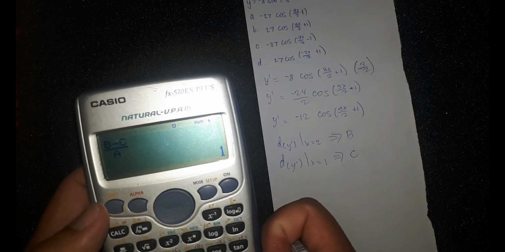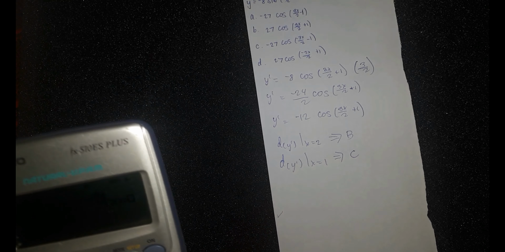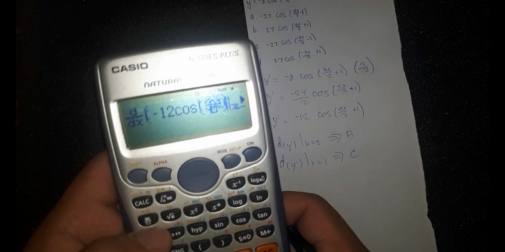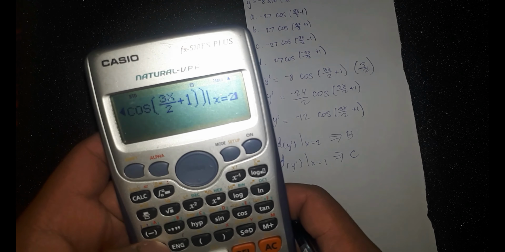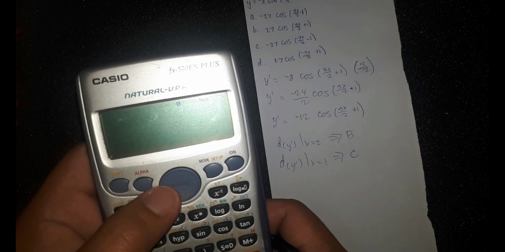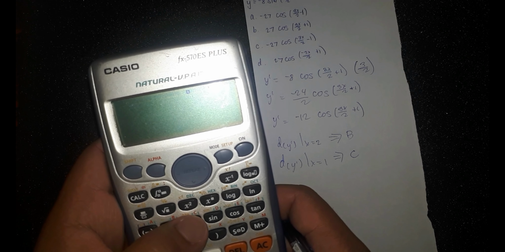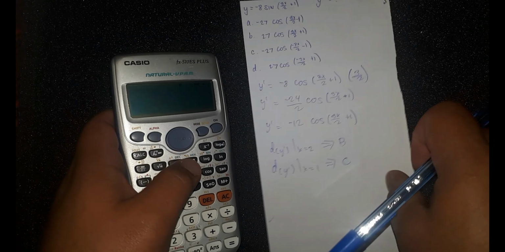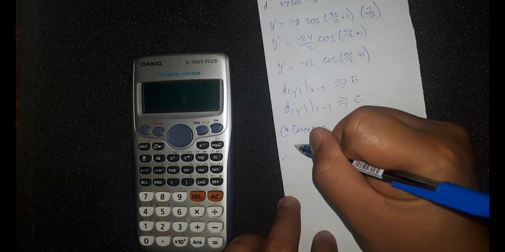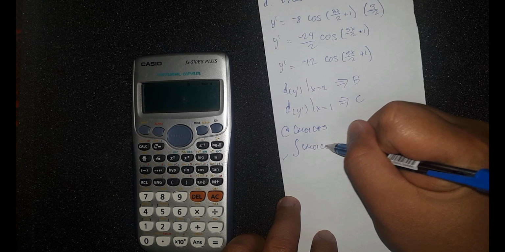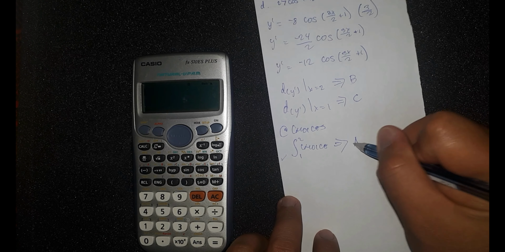Okay? So, derivative ng negative 12 cosine 3x all over 2 plus 1 at x is equal to 2, store siya sa B. At x is equal to 1, store siya sa C. After mo makuha yung B and C at choices, integral ng choice with lower limit 1, upper limit 2, and store mo siya sa A.